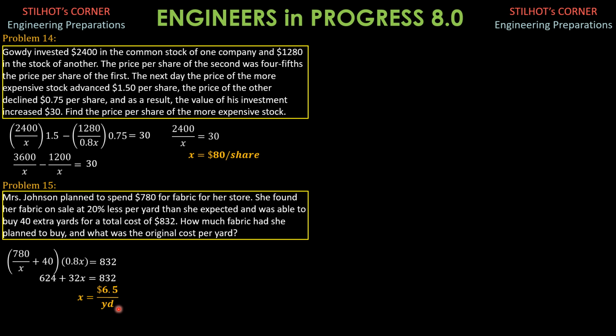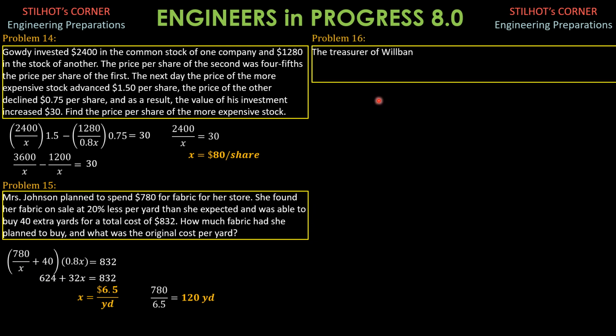$6.5 per yard. So that's the original cost per yard, and the number of yards she originally planned to buy is 780 over 6.5, and that is equal to 120 yards.